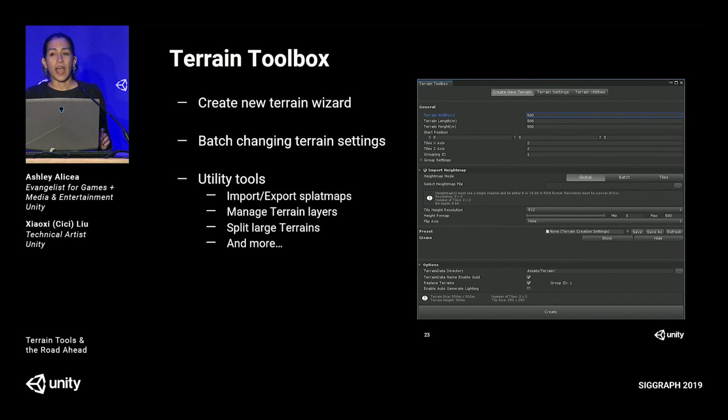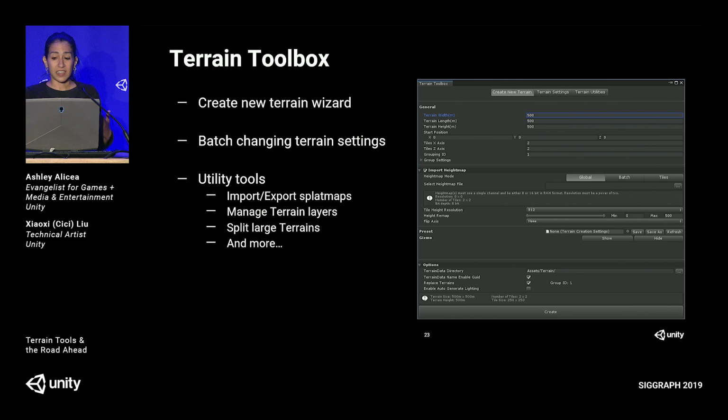And also, we've added the terrain toolbox, something I'm extremely excited about. Cece's team worked hard on this, and it's really cool. It's a brand new terrain wizard that allows you to quickly start creating terrains in your Unity scenes. So it allows you to batch create terrain tiles. It allows you to change their settings as a batch and more. It includes utilities for importing and exporting splat maps, and you can have multi-tile terrain where you can import those splat maps and height maps and more onto.